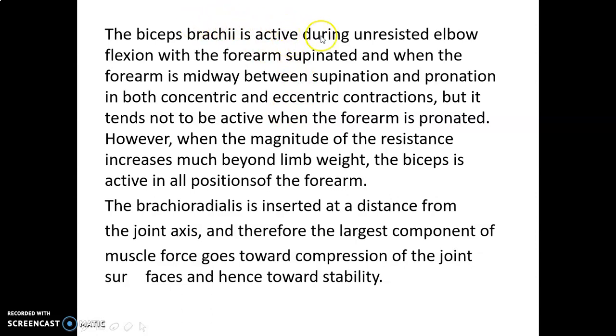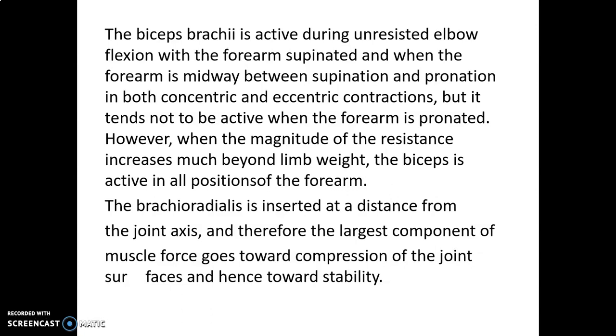The biceps brachii muscle is active during unresisted elbow flexion with the forearm supinated and with the forearm midway between supination and pronation, in both concentric and eccentric contraction. We can call that midway position mid-prone. The biceps brachii muscle was active both in concentric as well as eccentric contraction, but it tends not to be active when the forearm is pronated.